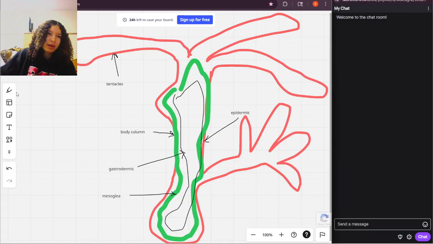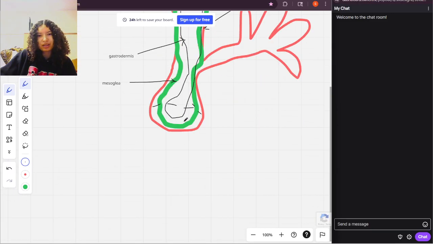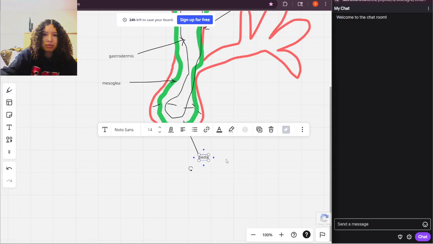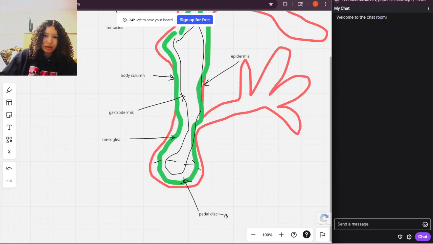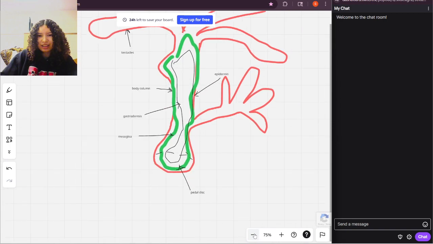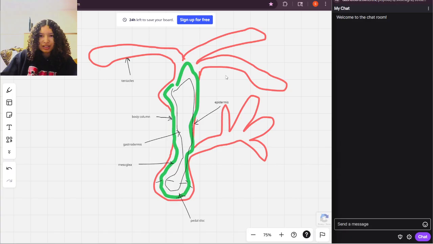And then all the way at the bottom here is where the petal disc is, it says. Petal disc. Oh, I didn't know I could do that, and I didn't mean to, but there is my Hydra.